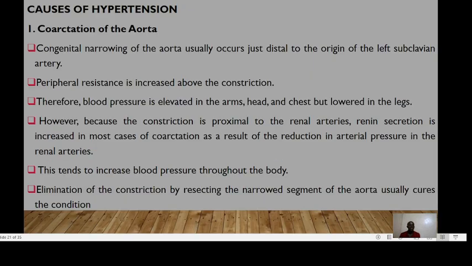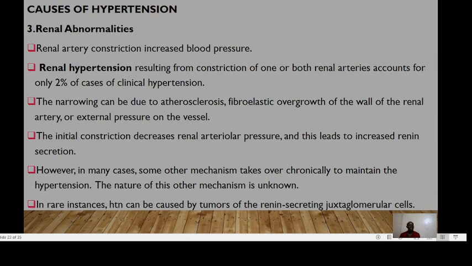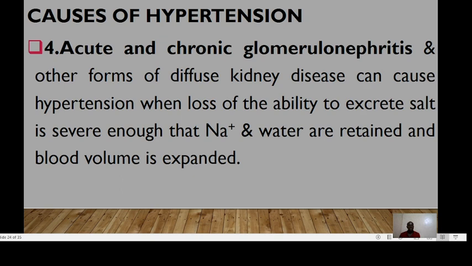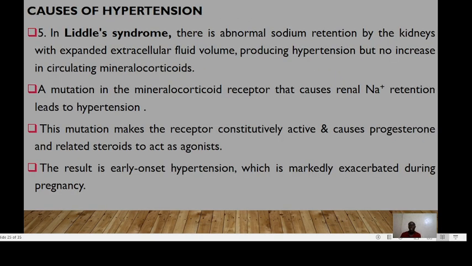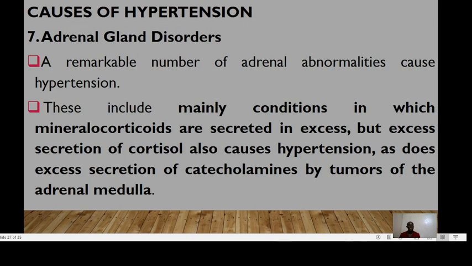So, lastly, we have the causes of hypertension. The causes of hypertension include coarctation of the aorta. We have salt sensitivity. We have renal abnormalities, acute and chronic glomerulonephritis, Liddle's syndrome. Remember, this is an abnormal sodium retention by the kidneys, which will lead to an expanded fluid volume, producing hypertension, but no increase in circulating mineralocorticoids. We also have abnormalities of the renin-angiotensin system, which we have already indicated.